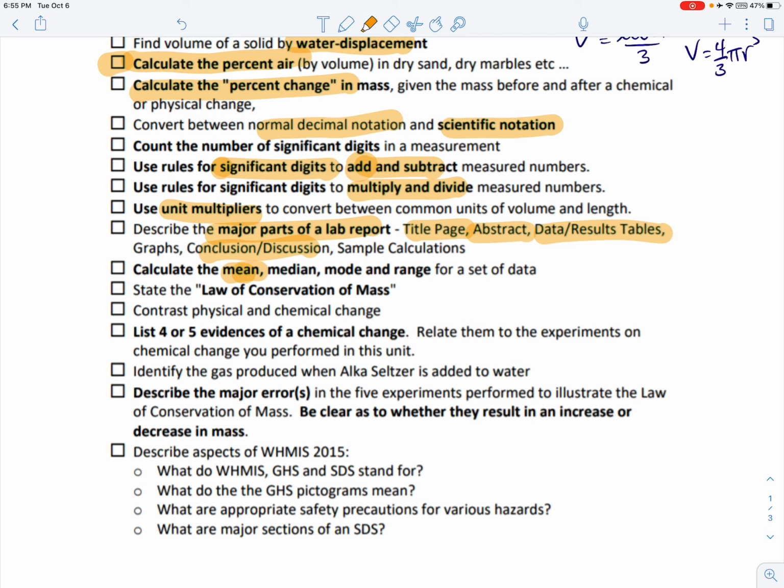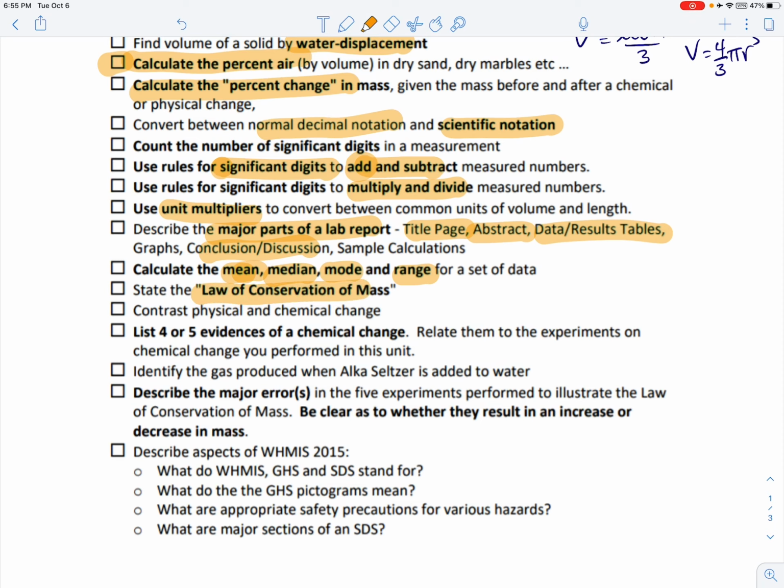Some basic statistics. If you're given a set of numbers, be able to find the mean, what most people call the average, the median, the mode, and also the range. There's a YouTube video that we made for those things. If you search on YouTube, you can find dozens and dozens of videos that will explain how to do those things as well.